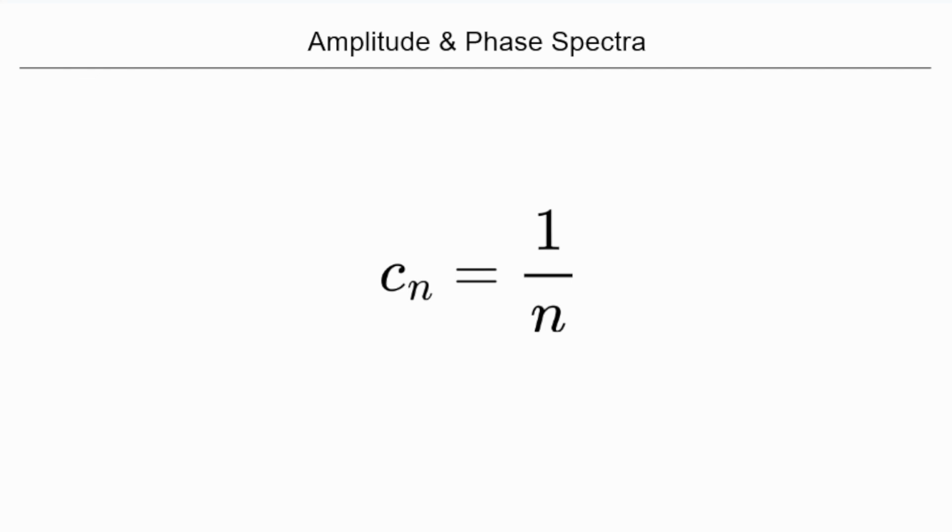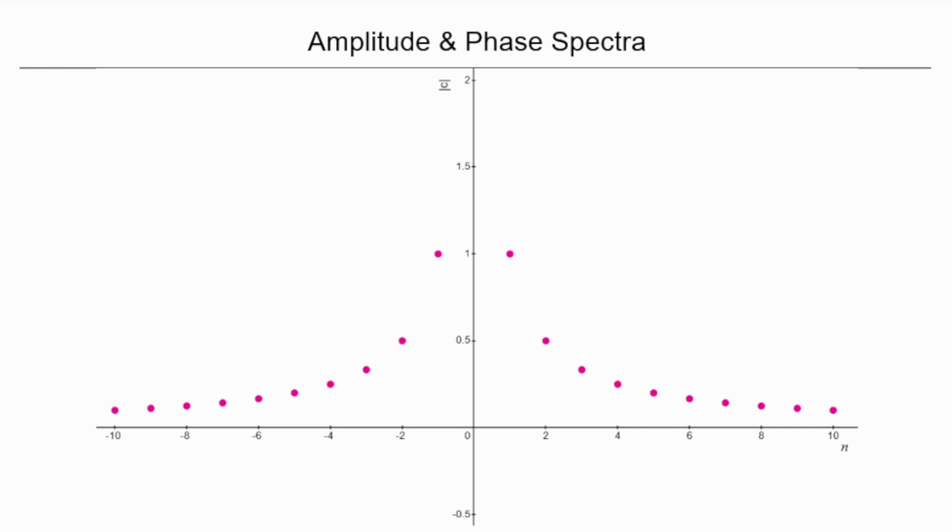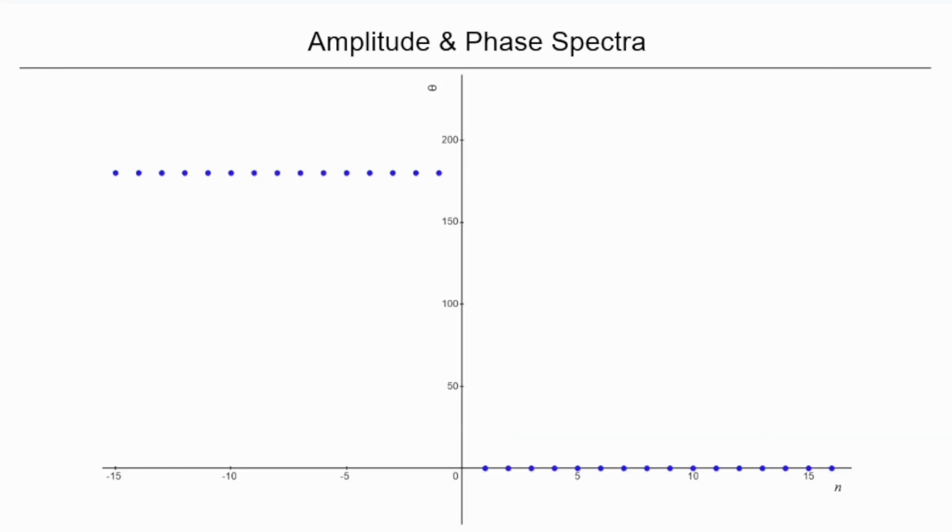So let's calculate it for some examples. The magnitude of 1 over n is just 1 over n, but the phase is 0 degrees when it's positive, so if n is greater than 0, and it's 180 degrees, remember e to the j 180 degrees is minus 1, so it's 180 degrees when n is less than 0. So we get this. This is our amplitude, these are our phases. And here we plot them. This is our amplitude spectrum, and this is our phase spectrum.